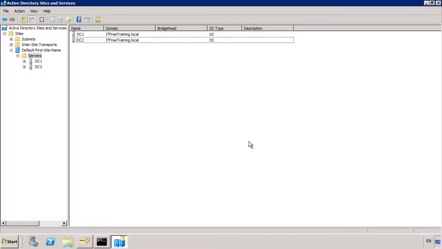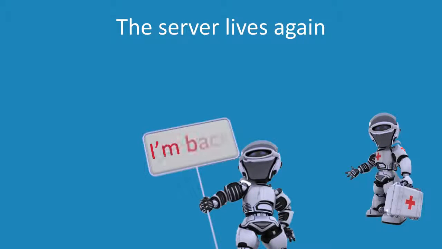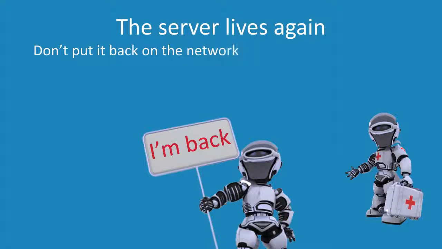This covers how to seize an operational master role and how to remove the Active Directory configuration for that domain controller after the operational master role has been seized. But what happens if after you seize the role, you manage to recover the server? The important thing to remember is to not put the server back on the network. If you start the domain controller back up, you will essentially have two domain controllers on the network with the same operational master role. This can potentially cause all kinds of problems.